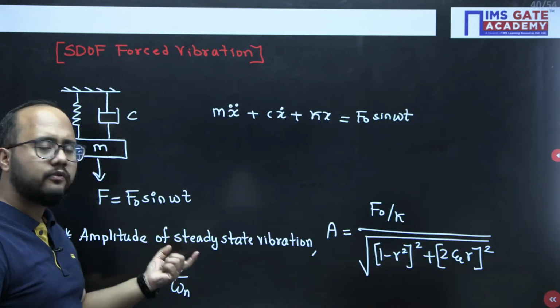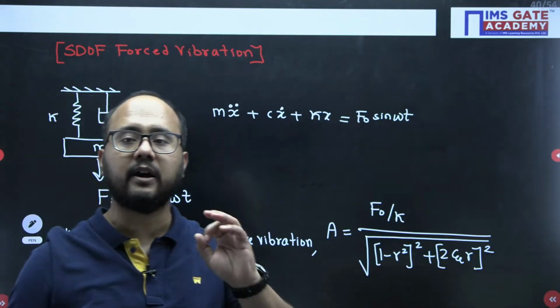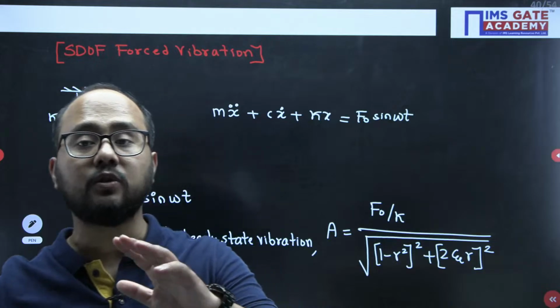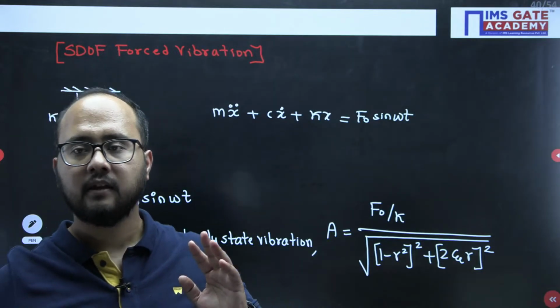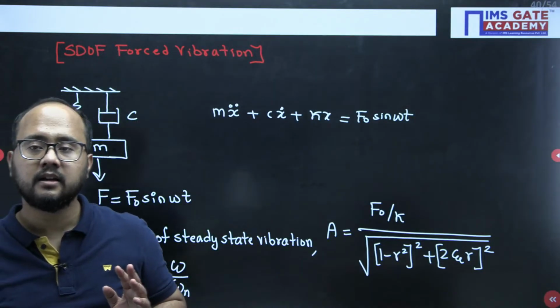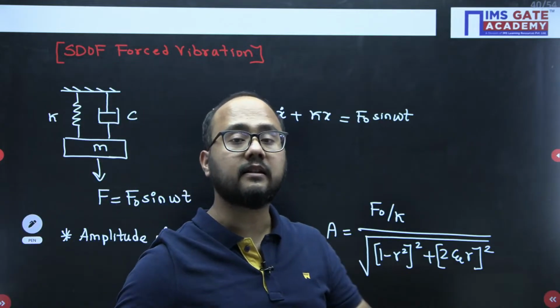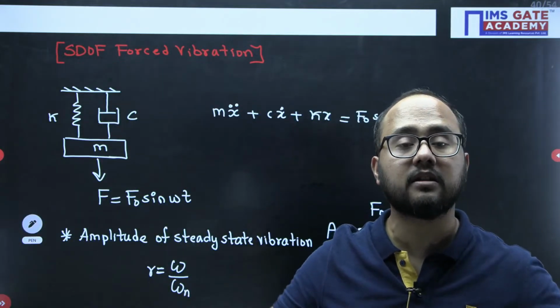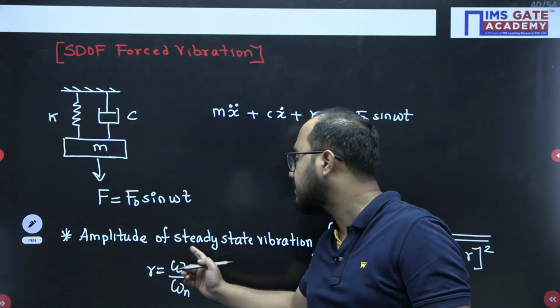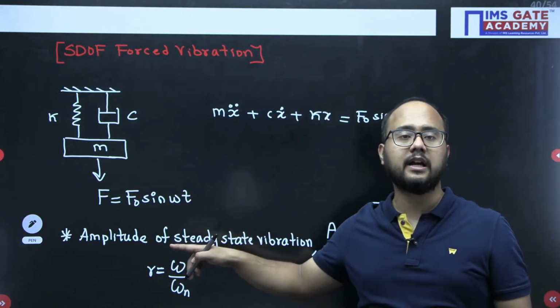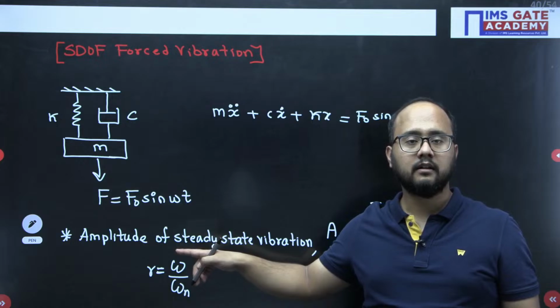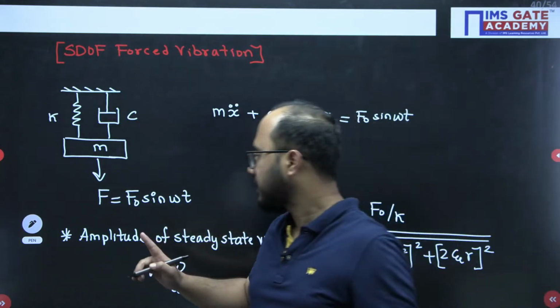So amplitude of steady state vibration basically means that the vibration amplitude is not going to change forever, no matter whatever the time is. No matter whatever the time is, that amplitude of steady state vibration is not going to change. That's why it is called steady state, independent of time. I hope you are getting this point. Okay, so this is there.